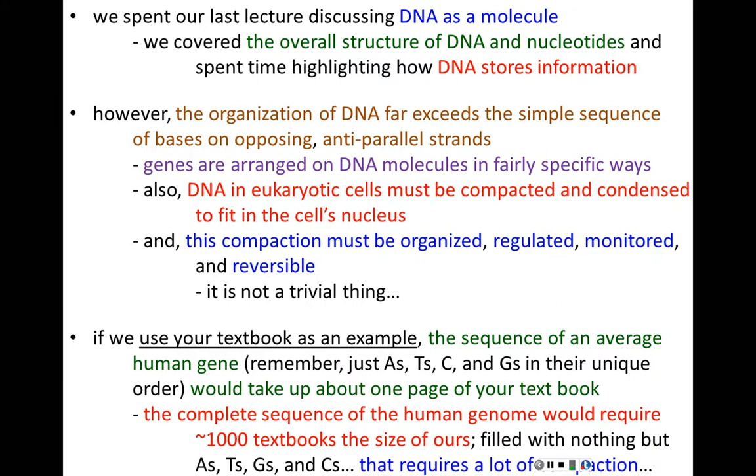If we wanted to represent the entire human genome, we would require about 1,000 textbooks, all the size of your cell and molecular textbook, filled with nothing but the A's, T's, G's, and C's of your genome. So there's a lot of information contained in your genome. There's a lot of DNA in your nucleus. And all of that DNA needs to be compacted, needs to be condensed, but needs to be monitored, organized, and cataloged so that we can access particular information, access particular sequences of DNA when we need them.